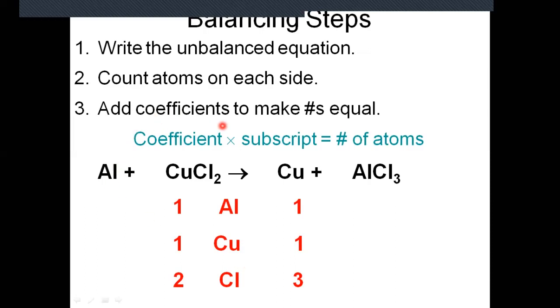The third step is to add coefficients to make the number of atoms equal, and the coefficient is multiplied by the subscript. Clear? So we will multiply this 2 by 3 and 3 by 2. Then we will get 6 as the answer.